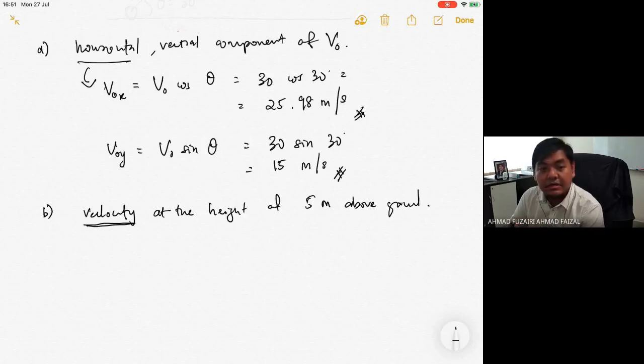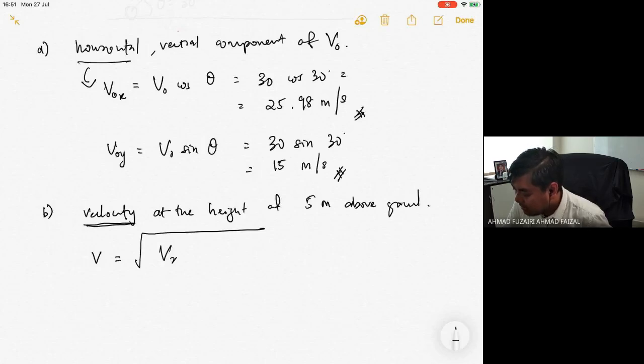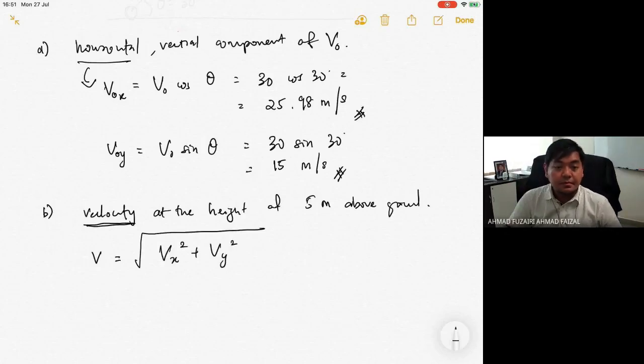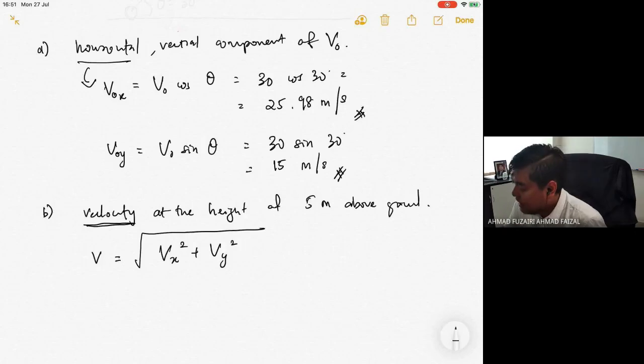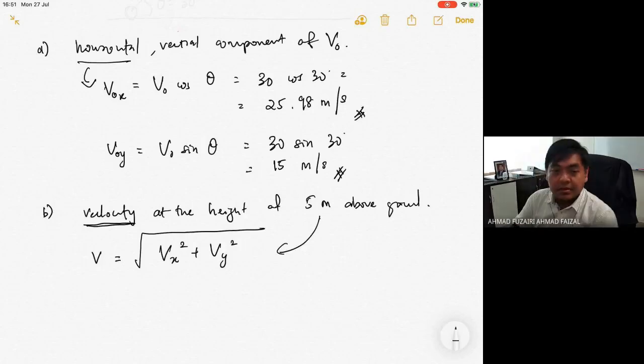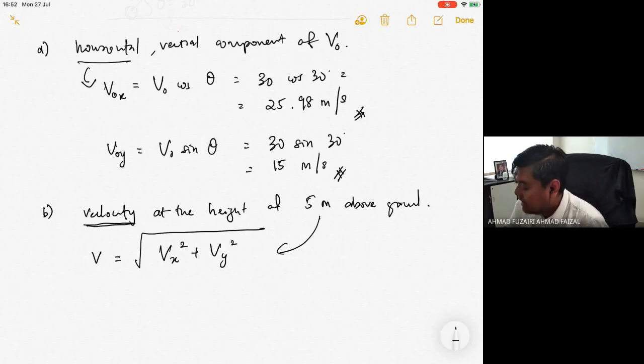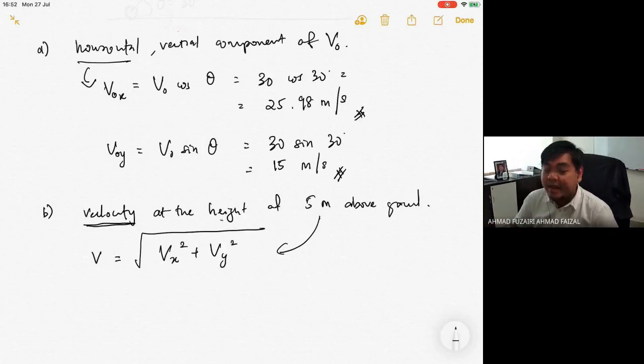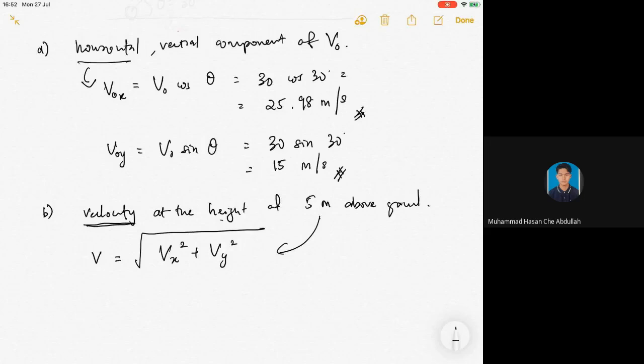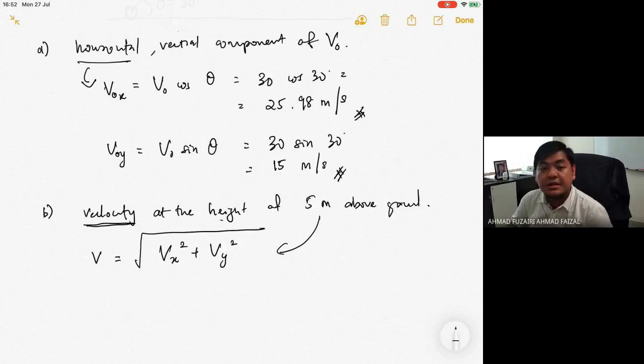But if they only give velocity, then we should know that velocity in this case will involve Vx square plus Vy square. So we should understand what Vx is and what Vy is at 5 meters. Because 5 meters now is the height. Height means what? X or Y? Height. Y. So a height of 5 meters means it involves Y.